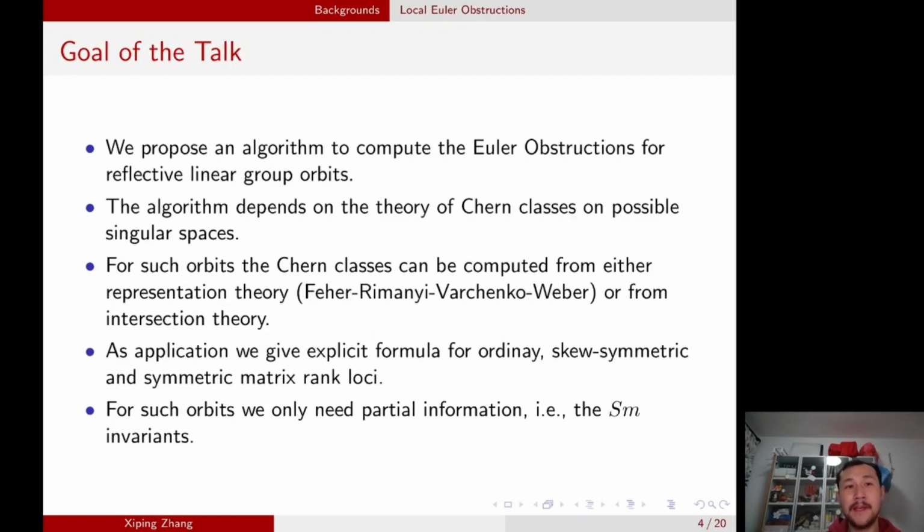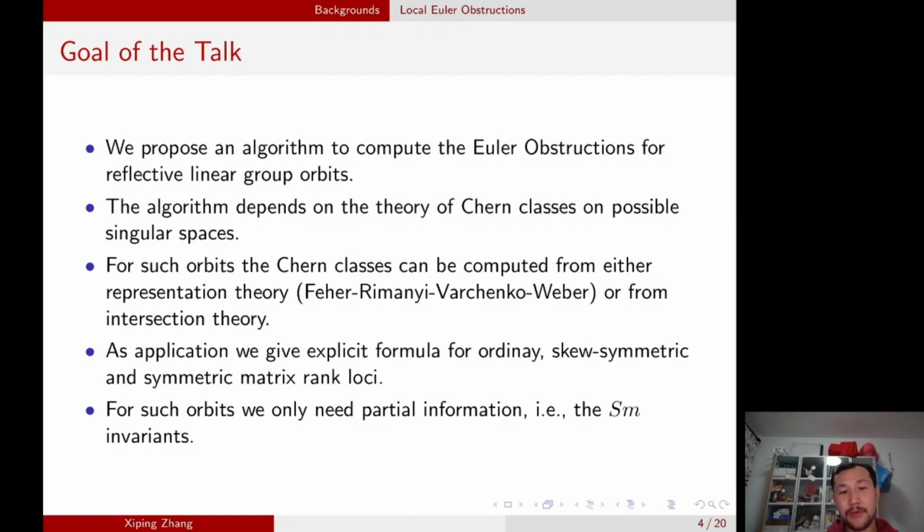The goal of this talk is first to propose an algorithm to compute the local obstructions for what we will call the reflective linear group objects. Our algorithm depends on knowledge of the Chern-Schwartz-MacPherson classes, which were first defined by MacPherson, and then generalized to an arbitrary field by Kennedy. For such objects, the Chern classes can be computed either from the representation theory angle, following the work by Fehér, Rimányi, Weber, and others, or you can use the canonical intersection theory tool, where you take a resolution and then compute a pushforward.